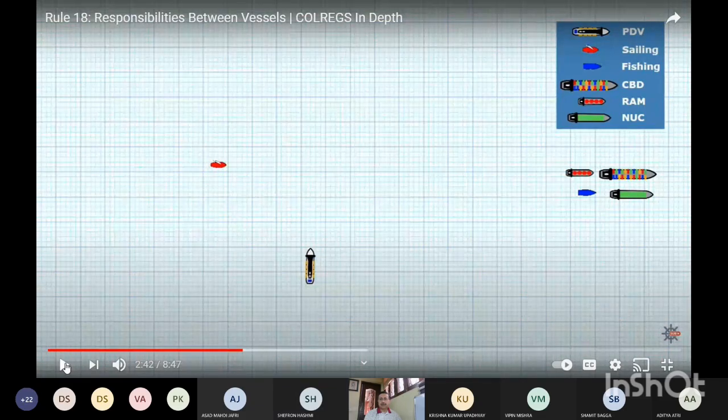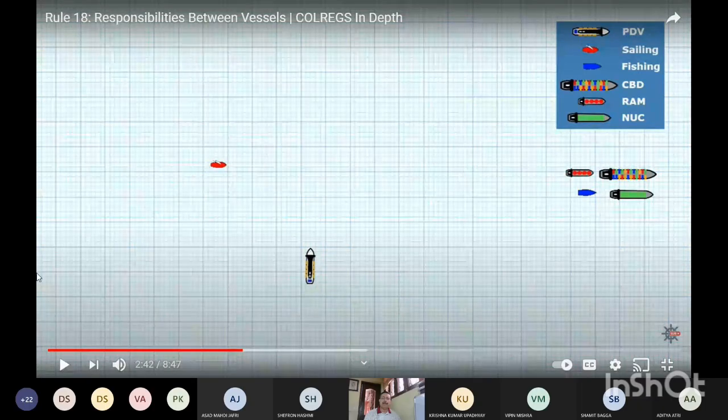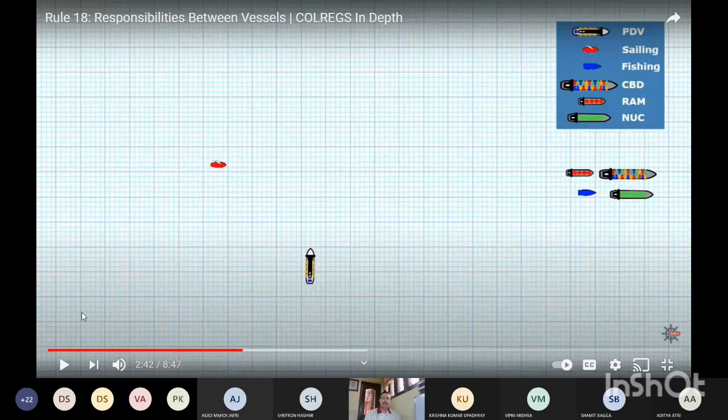Does it make sense? Rule number 18 alpha says a power-driven vessel has a duty to keep clear of a sailing vessel at all times. So if I put you on the sailing vessel, what will be your action? Nothing, sir. We will maintain our course and speed. You will maintain your course and speed. So the sailing vessel will just keep maintaining course and go straight.